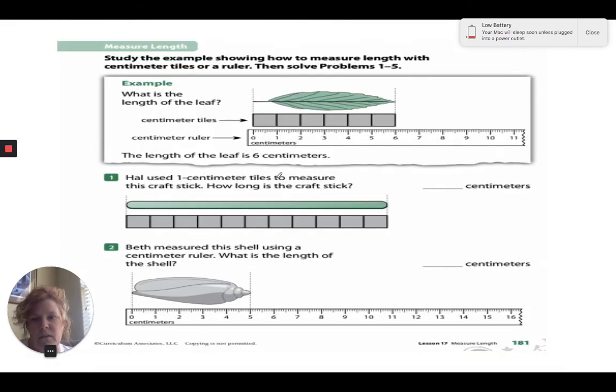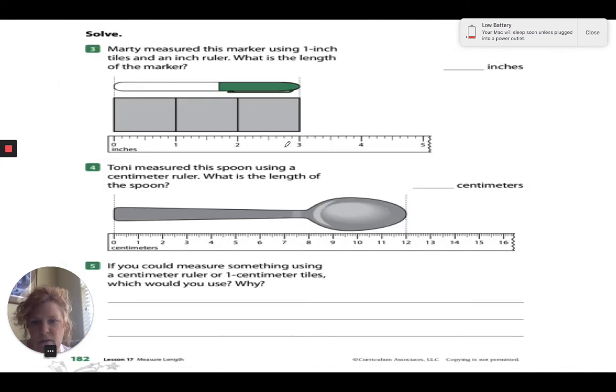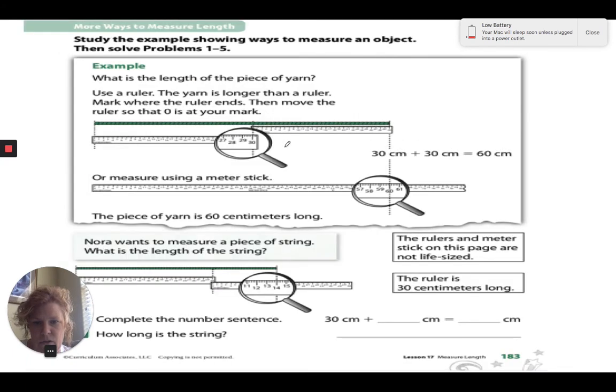All right, so this one right here is the same thing that we've been doing. I'm going to let you work on this page by yourself some, and I'm going to skip around and go to this. This is where we were adding. If you remember correctly, way back when we did some adding when we did measurement.